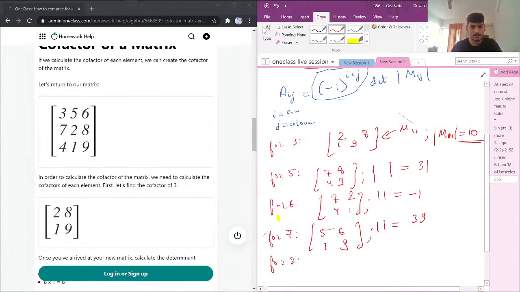For 2, I will block this row and this column. So the minor is 3, 6, 4, 9. The determinant of this will be 3 times 9, 27, minus 24. 27 minus 24 will be 3.